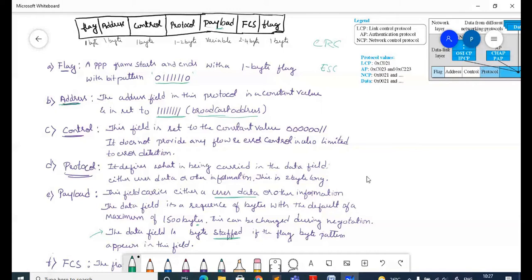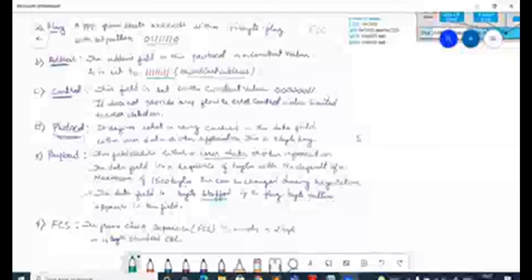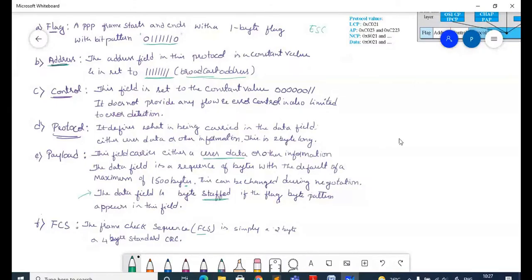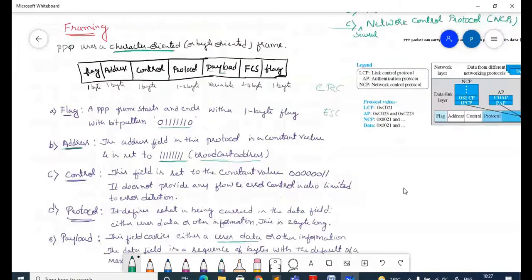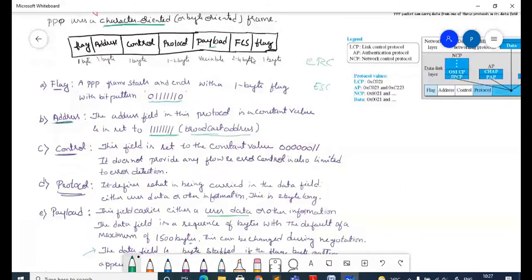So the last field is FCS, that is frame checksum sequence. How many bytes? 2 to 4 bytes. Again, it is variable, 2 to 4 bytes. So what is the purpose of this? The purpose is error detection, where it can add extra or redundant bits in this field, and that can be used by the receiver to check whether there is an error or not.